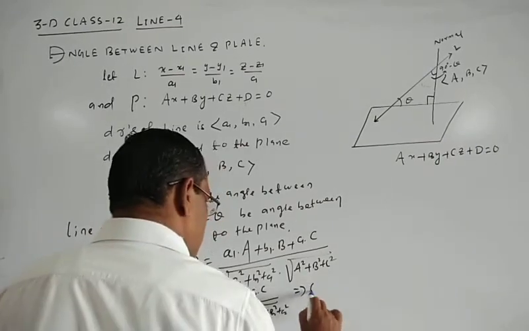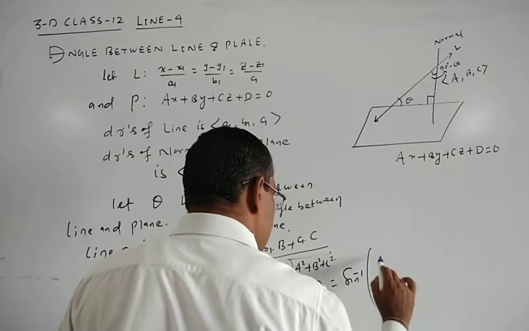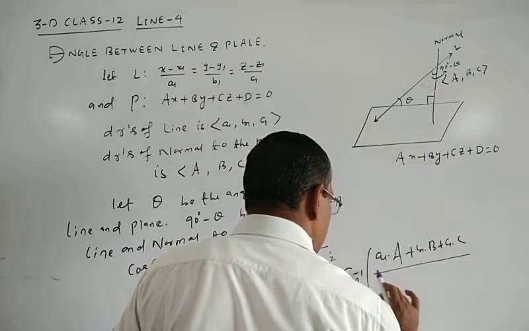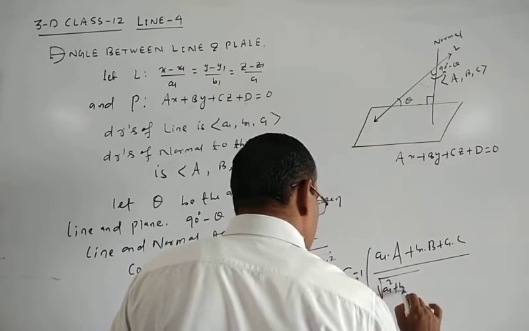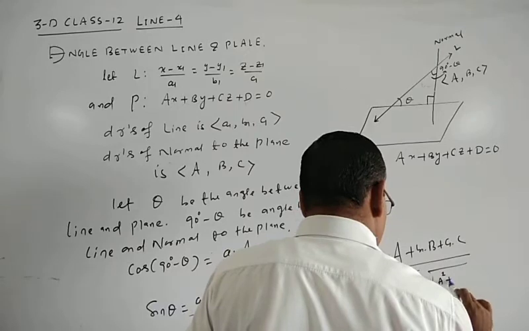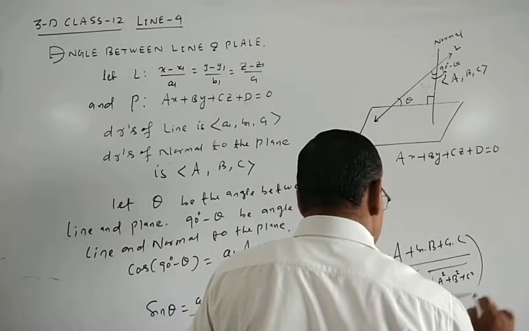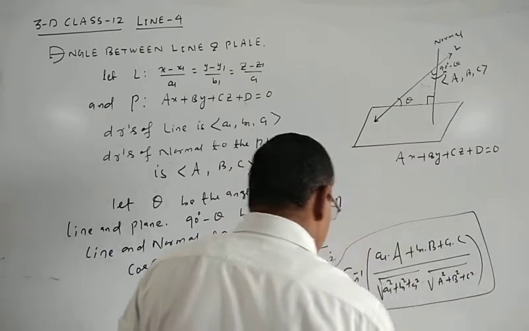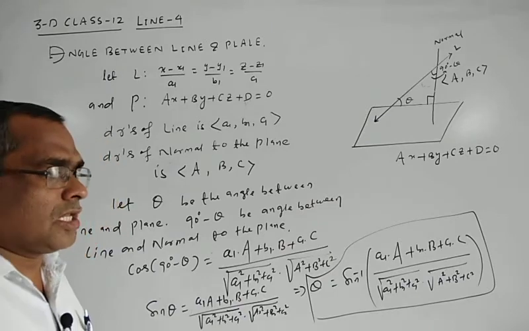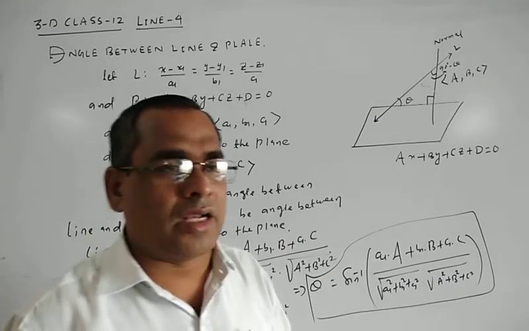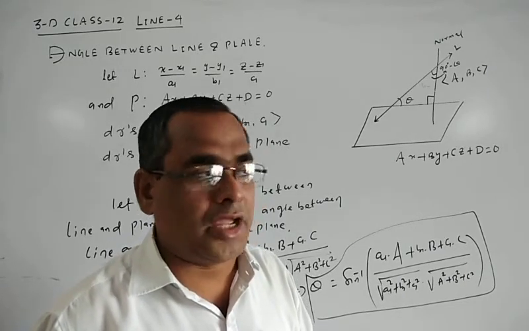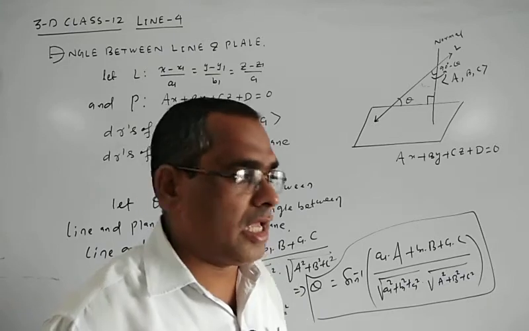That implies theta is equal to sin inverse of (A1 into A plus B1 into B plus C1 into C) by root of (A1 square plus B1 square plus C1 square) into root of (A2 square plus B2 square plus C2 square). So this is the angle between line and normal to the plane. In angle between line and normal, first you have to find the direction ratio of normal to the plane and the direction ratio of the line. Then you apply the angle formula, sin theta.